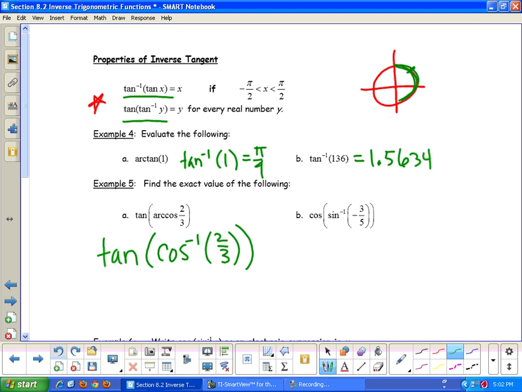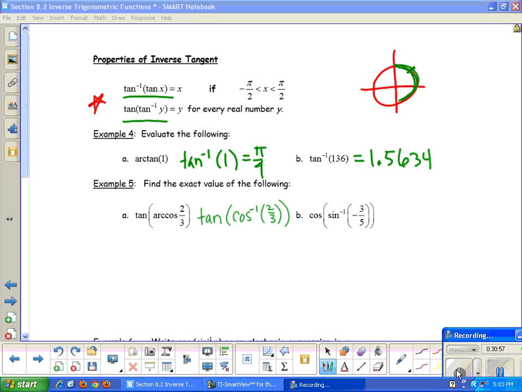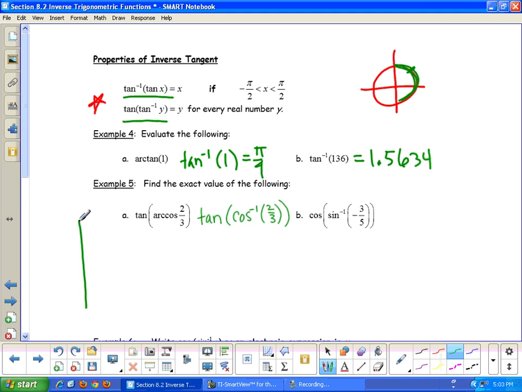Now for this, the cosine inverse of 2/3 is not something on my unit circle. So if I want to evaluate this, I am going to do that by making a triangle. So that's what I'm going to do first. On my graph here, if I look at this, the cosine of 2/3, remember cosine inverse means we're in quadrants 1 and 2.